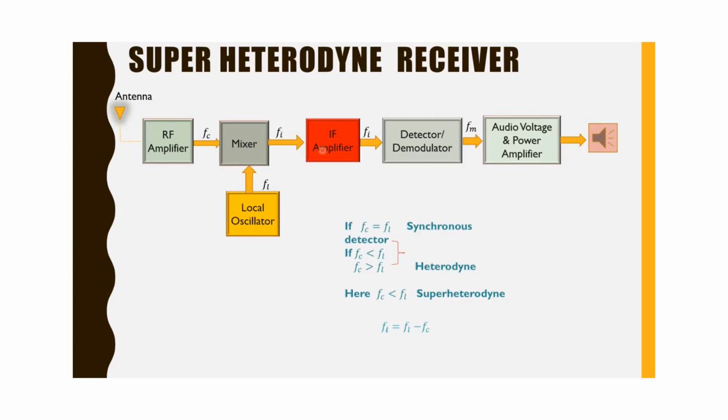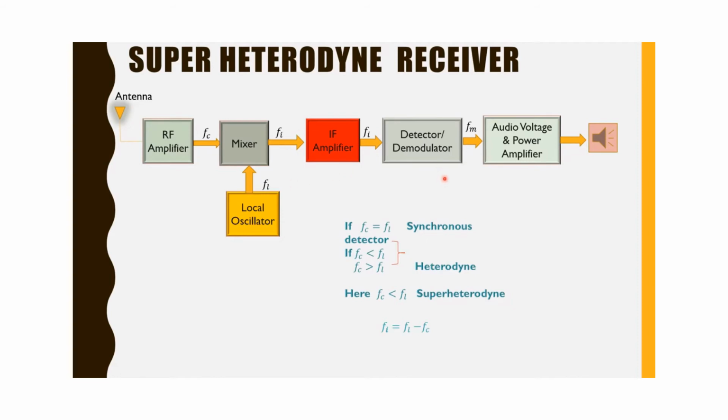IF amplifier is a fixed frequency amplifier. No matter what the incoming signal frequency is, the same frequency is now available at IF amplifier. Whatever is the incoming frequency, same frequency will be available here always. Since it is easier to design an amplifier of fixed frequency, it increases selectivity of our amplifier. So we generally maintain 455 kilohertz frequency as the intermediate frequency in case of super heterodyne receiver.